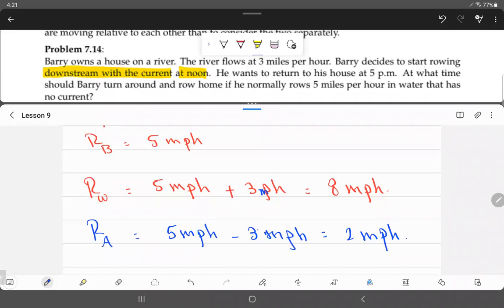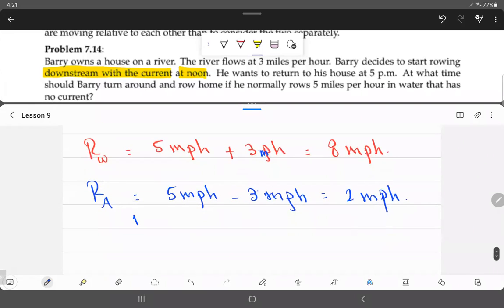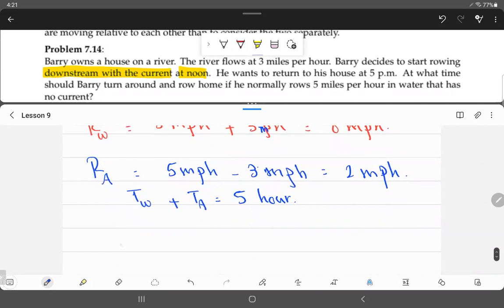So we know now two things. We have his rate when he goes with the stream, with the current and against the current. The second thing, we know the total time. Time when he goes with the current plus time against the current is equal to 5 hours. This is the second piece of information we know. The third piece of information we know, the distance. The distance when he goes down with the current should be equal to the distance when he goes back.